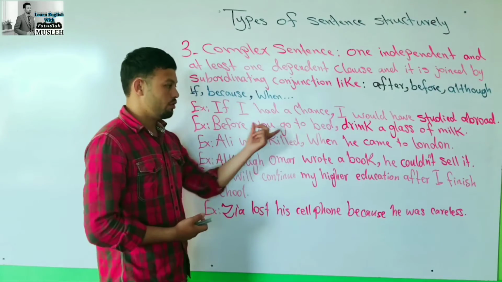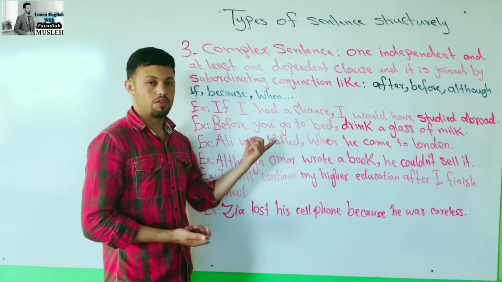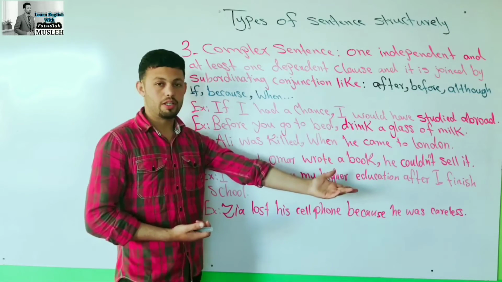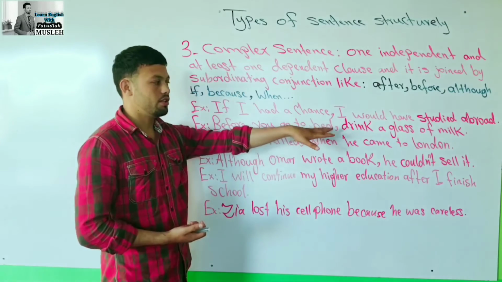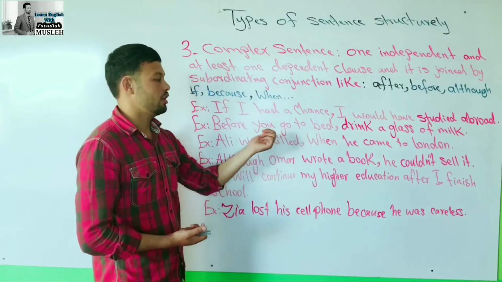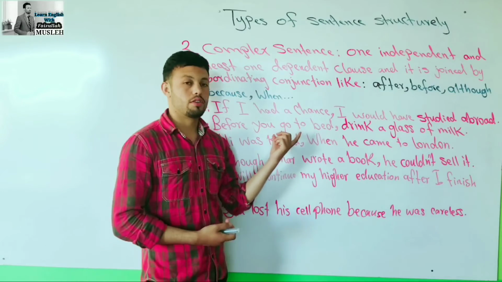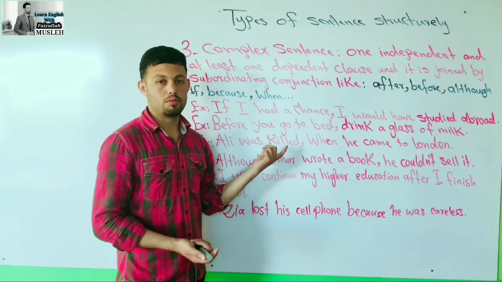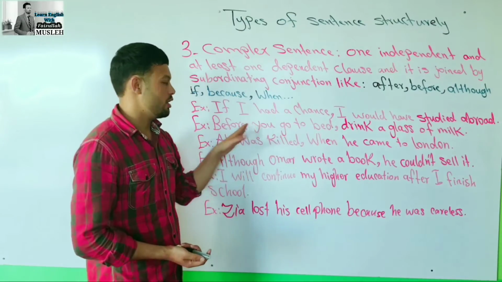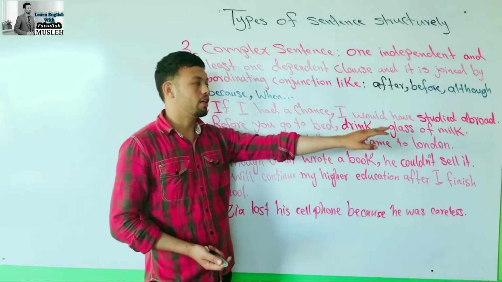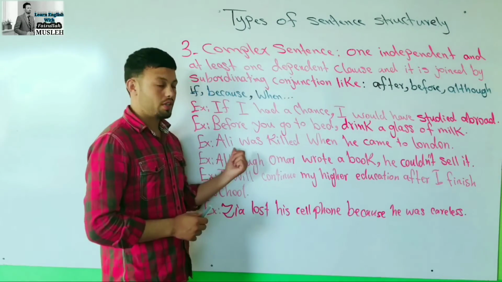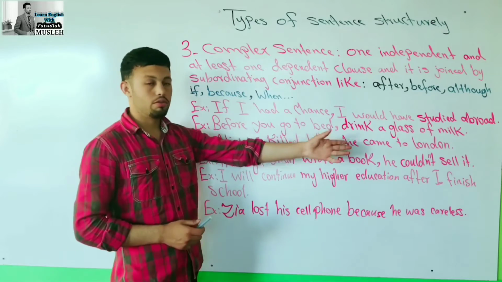Or before you go to bed, now what should I do before I go to bed? Before you go to bed, drink a glass of milk. This is a complete sentence together. Without that, it's not a complete sentence. Okay? If I say "before you go to bed," a person will be wondering, what should I do before I go to bed? Now, together, if you say, before you go to bed, drink a glass of milk, this is a complete sentence.